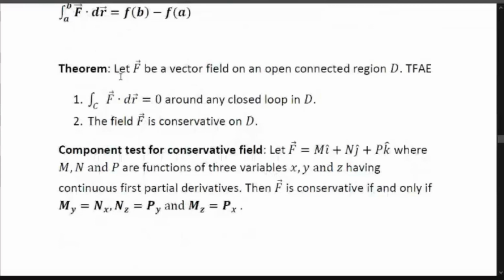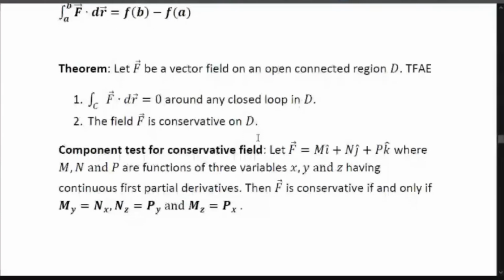Next, let F be a vector field on an open connected region D, then the following are equivalent. The integral over C of F dot dr is equal to 0 around any closed loop in D. The second statement is the field F is conservative on D. That means the line integral of F around any closed loop is 0 if and only if the field is conservative. That is what the theorem says.